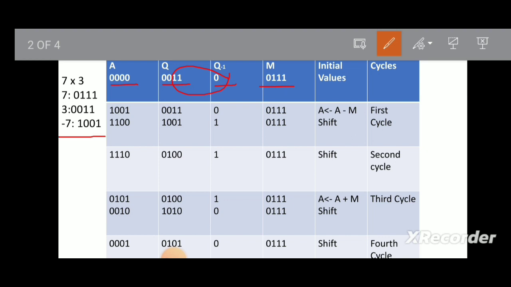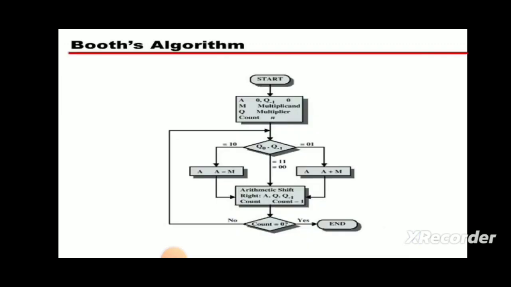And after getting the binary of minus 7, we have to just add it in A, that is A is equal to A plus, in brackets, minus M. So it gives the value of A as 1001. Q is as it is, and Q minus 1 is as it is, and M is also as it is. After performing A is equal to A minus M, we have to also do arithmetic shift right. We have to shift the value of A, Q and Q minus 1, and count is equal to count minus 1.